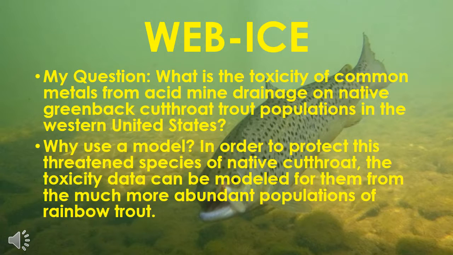The question that I asked is, what is the toxicity of common metals from acid mine drainage on native greenback cutthroat trout populations in the western United States? Why use a model? In order to protect this threatened species of native cutthroat, the toxicity data can be modeled for them from the much more abundant populations of rainbow trout in the area.